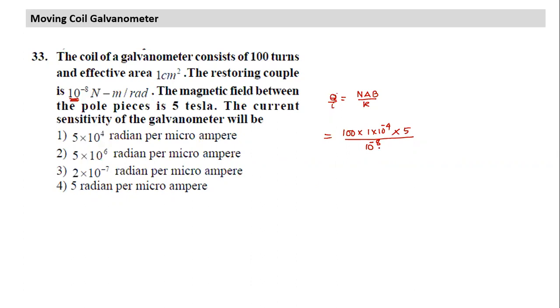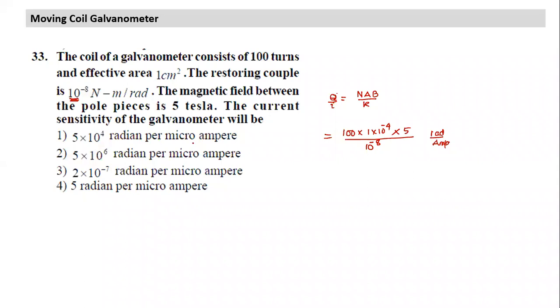That will give me current sensitivity. In which unit now? If I write something like this, what is the unit I'm going to get here? Theta by I. This will come in radian per ampere. Theta by I, radian by ampere.